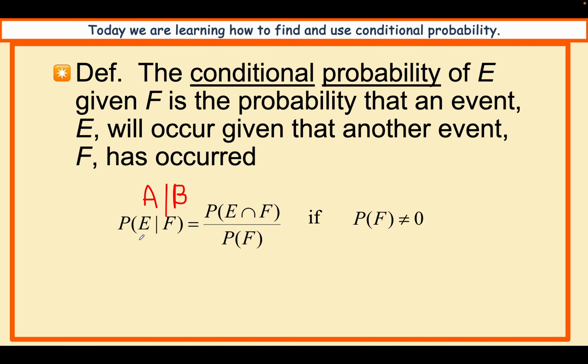So this literally means the probability of E given F, so the dash just basically means given F, is the probability that an event E will occur given that another event has already occurred. So we need to assume that F has definitely occurred. And this is the formula. So I will pause the video so you can write this down now.